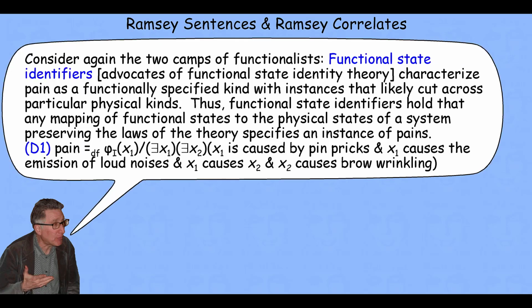So consider again those two camps of functionalists. Let's start with the functional state identifiers. These are the advocates of functional state identity theory. They characterize pain as a functionally specified kind with instances that likely cut across particular physical kinds. Thus, functional state identifiers hold that any mapping of functional states to the physical states of a system that preserves the laws of the theory specifies an instance of pain. And so now we can see that my original definition of pain was one that was consistent with functional state identifiers.